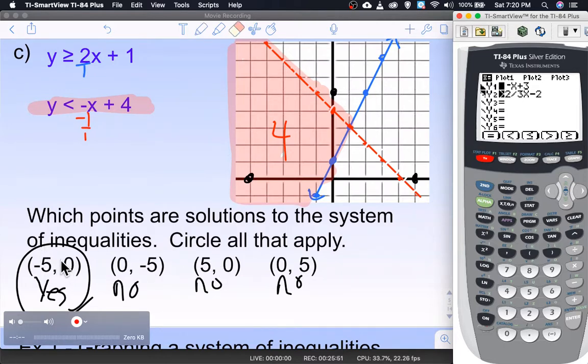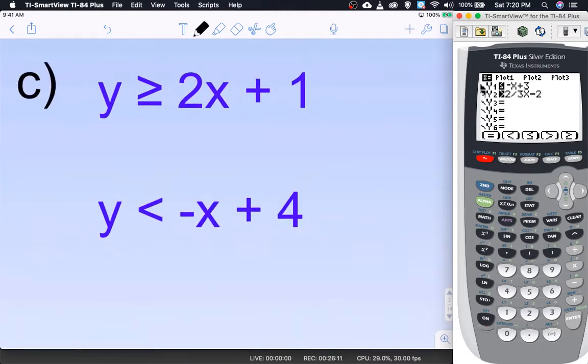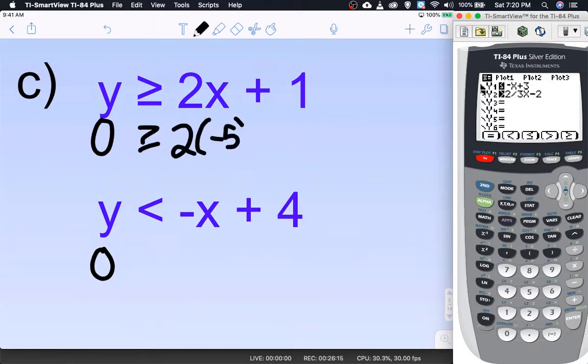If I plugged in a negative 5 for x and a 0 for y in both inequalities, this is the only one that would make both of these true. Let me show you. I'm going to plug in negative 5 for x and 0 for y for both.